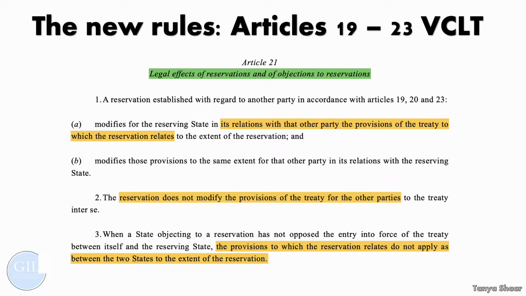But the reservation will have no legal impact on the treaty relationship between the UK and France, as France did not accept the reservation. Therefore, the reservation will only modify the relation between the parties as to the extent of the reservation itself.